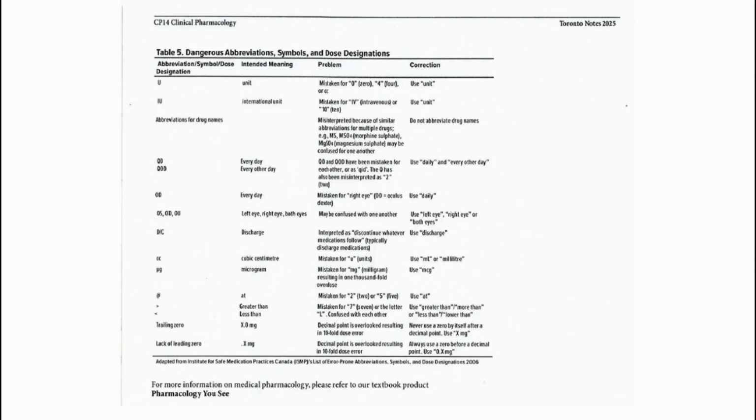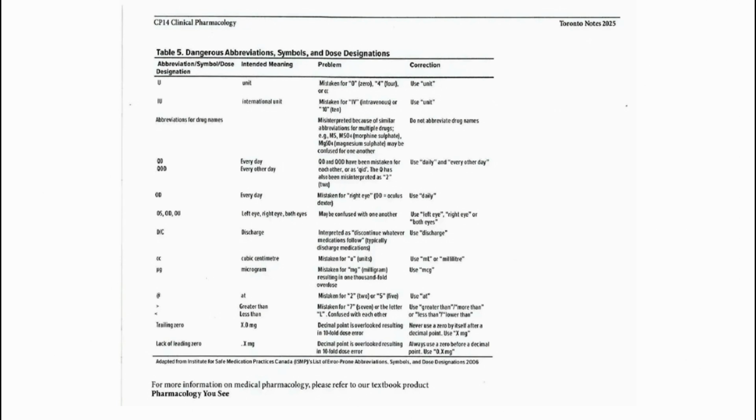Likewise, the ophthalmic abbreviations OS, OD, and OU, representing the left eye, right eye, and both eyes, may easily be confused. It is much safer to write left eye, right eye, or both eyes in full. The abbreviation DC is another common source of error. It may mean discharge, but it is often interpreted as discontinue. Since these meanings are very different, the intended actions should be written explicitly, such as discharge or discontinue.